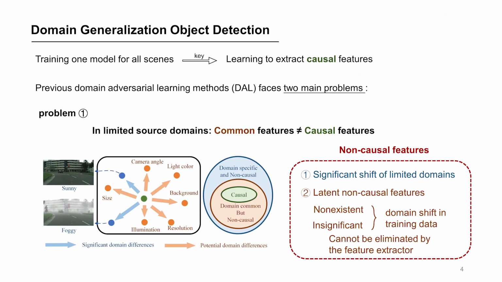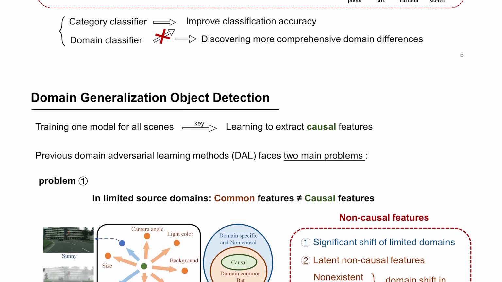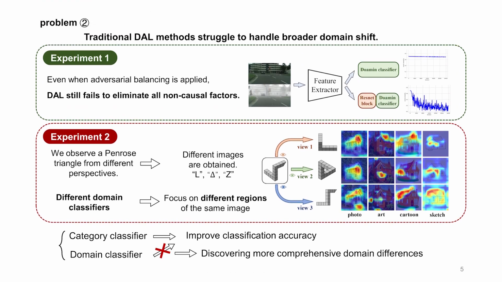We believe that the key of generalization is to guide the feature extractor to learn causal features. We identify two problems with previous domain adversarial learning approaches. Firstly, the common features in limited source domains are not truly causal vectors. For example, in the domains of sun and foggy weather, the significant difference is only represented by the blue shift indicating the weather, while the potential non-causal domain shift like lighting, viewpoint, and resolution represented by yellow are considered common features in limited source domains. This hinders the adaptation to potential target domains.